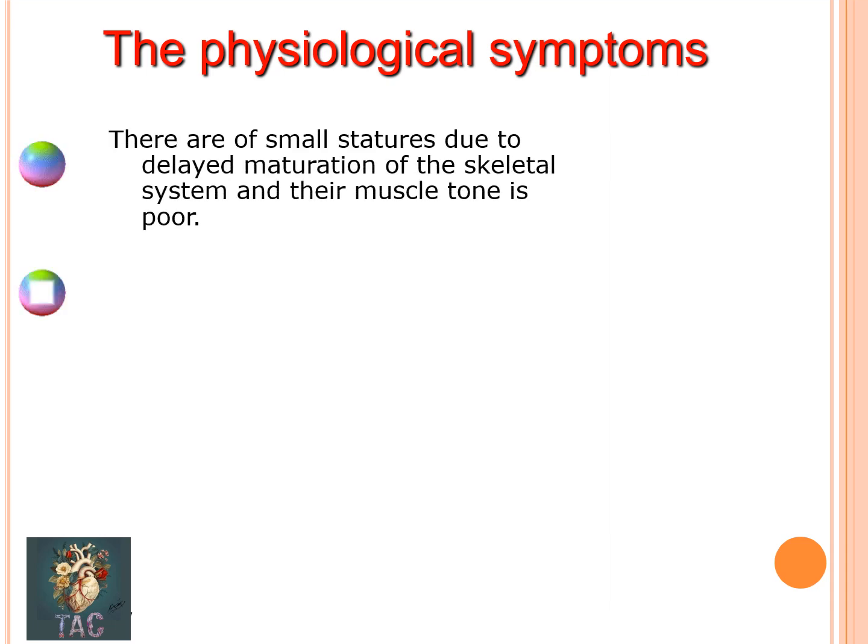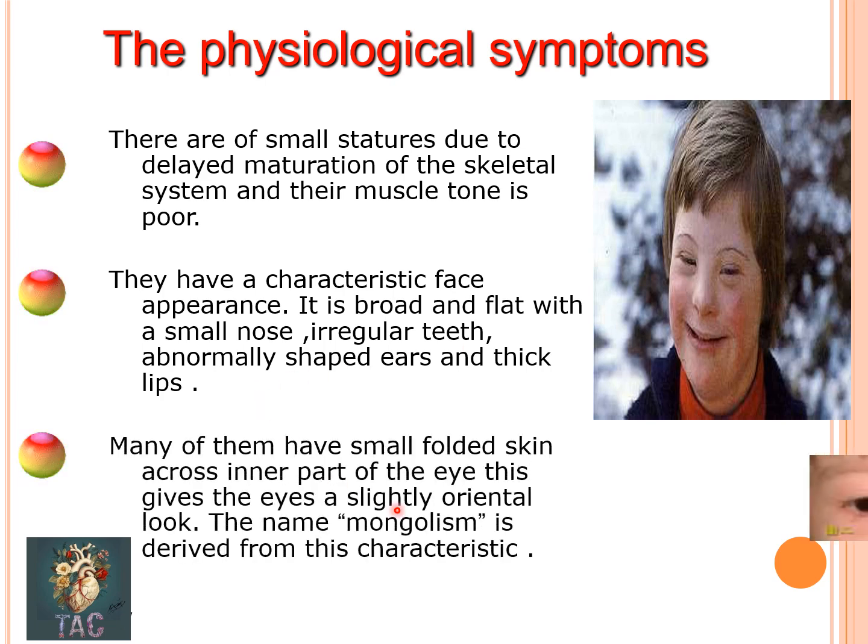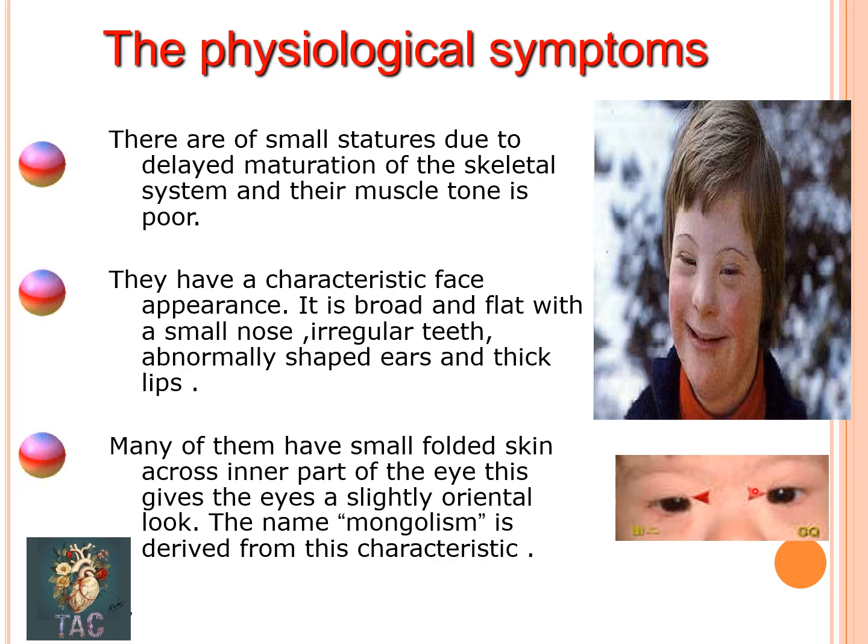Physiological symptoms include small stature due to delayed maturation of the skeletal system, and poor muscle tone; they are hypotonic. They have a characteristic facial appearance. It is broad and flat with a small nose, irregular teeth, and abnormally shaped ears with thick lips. Many of them have a small fold of skin across the inner part of the eye. This gives a slightly oriental appearance, and the name Mongolism is derived from this characteristic. So this is the epicanthal fold of skin present on the inner side of the eye.